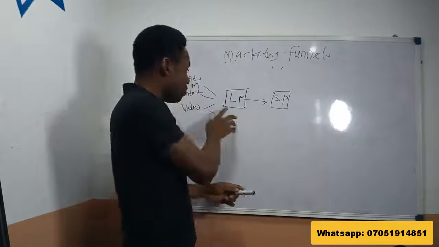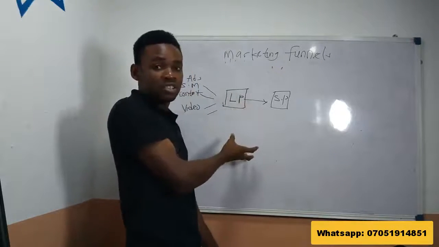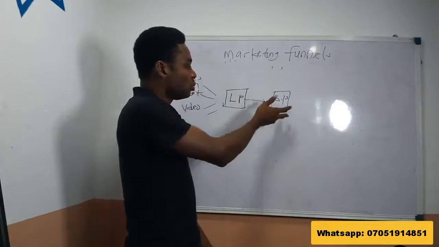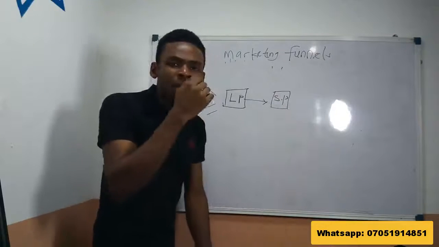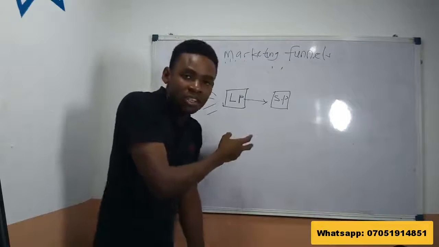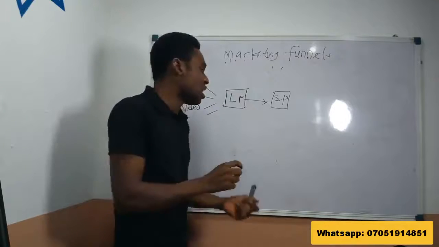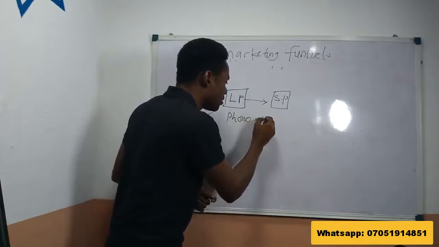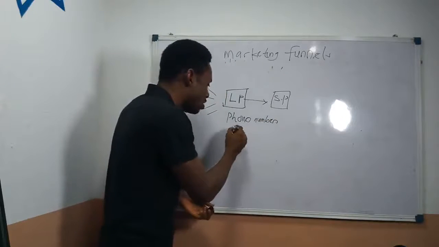You drive your traffic to a landing page, collect the email address, and immediately you send them to your sales page. Now, the purpose of sending your traffic to your landing page is to first of all acquire their leads. So collect their leads, their phone numbers in this case, or their email addresses.